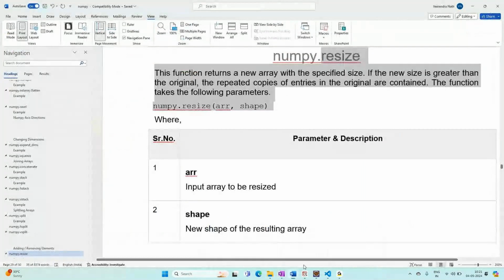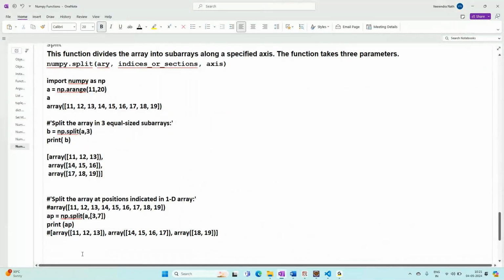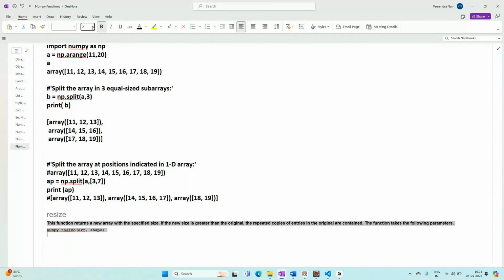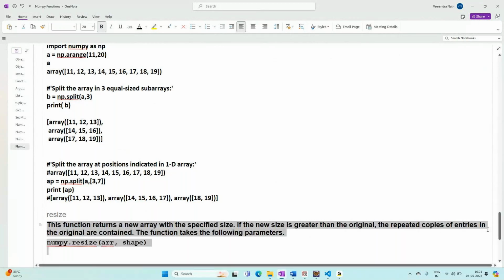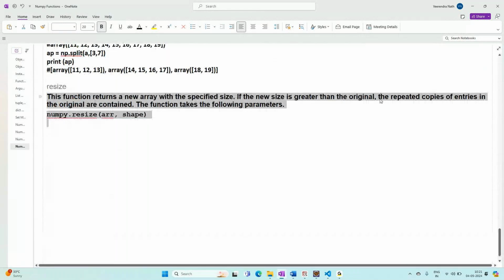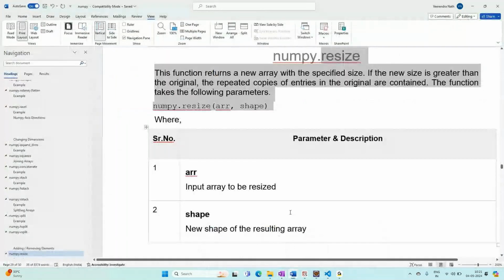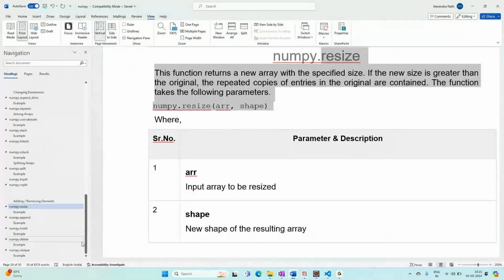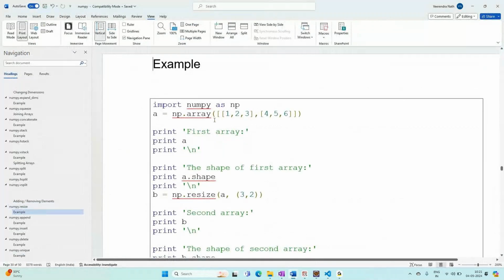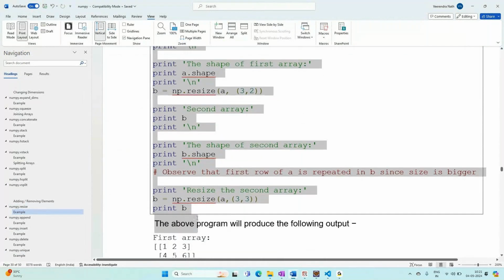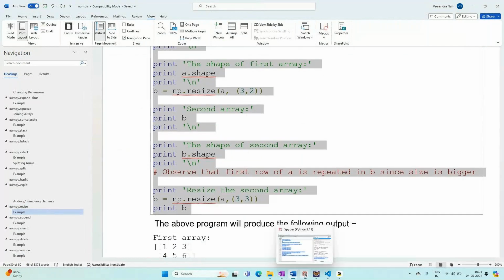So what is resize telling you? Resize is telling you that I will resize the given array. How does it work? If the new size is greater than the original, the repeated copies of the entries are used. Anyhow, we'll look at one example which will make things easy. Generally, what we observe here, we'll go one by one.